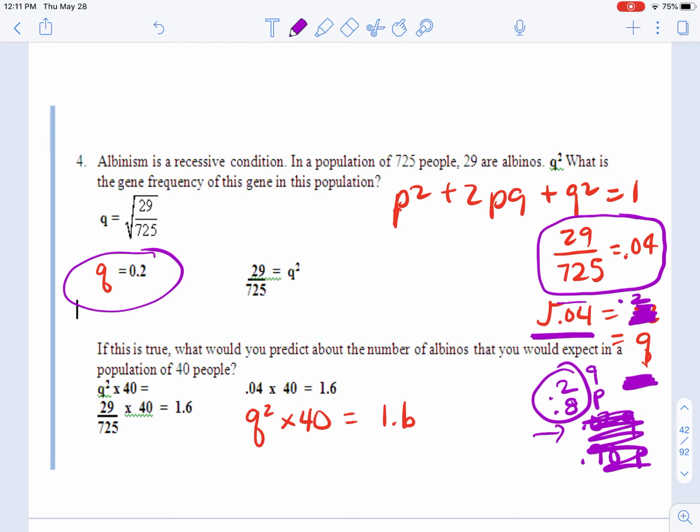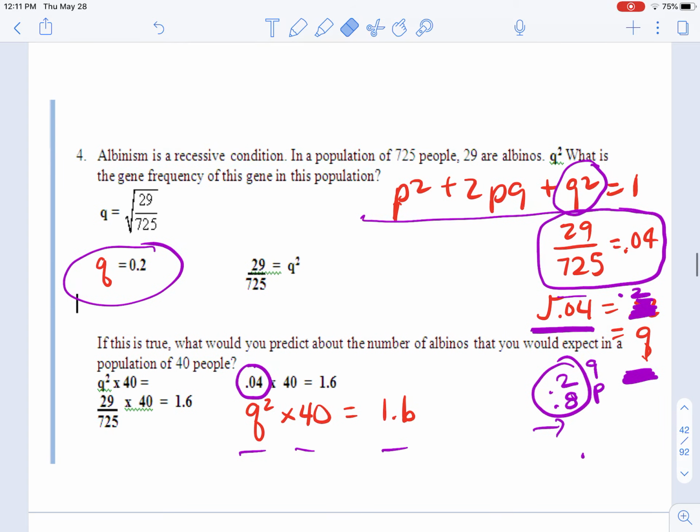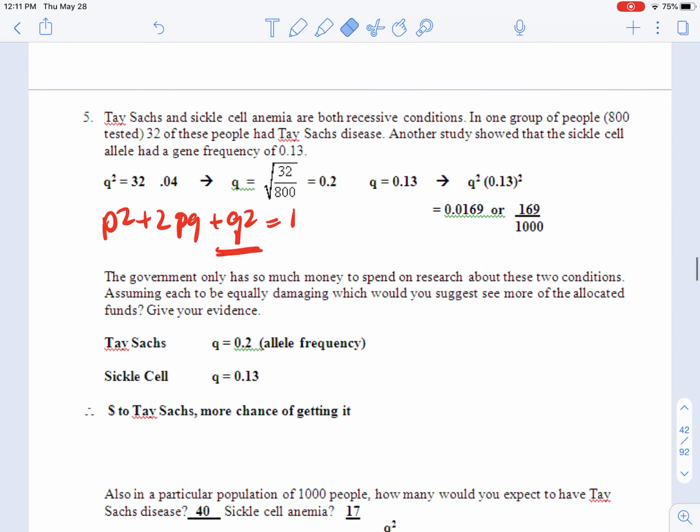There we go. And so 0.2 being the q, we can then say, if you're asking how many albinos are there, remember albinos are q squared. So you have to go with the 0.04 when you multiply by 40. You have to use the q squared times 40, 1.6 people, and it's a statistic, so we can say 1.6 people will be albinos. Okie dokie.